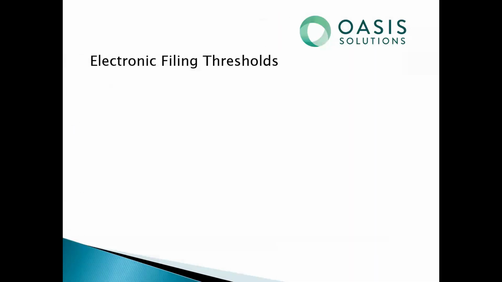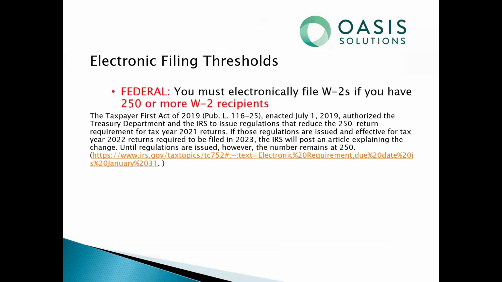So let's talk about electronic filing thresholds. So back in 2019, there was the Taxpayer First Act of 2019. And one of the things that it did was it started reducing the return requirement to require electronic filing. So it was 250, and then I think the next step was supposed to be 100, and then after that it was 10.